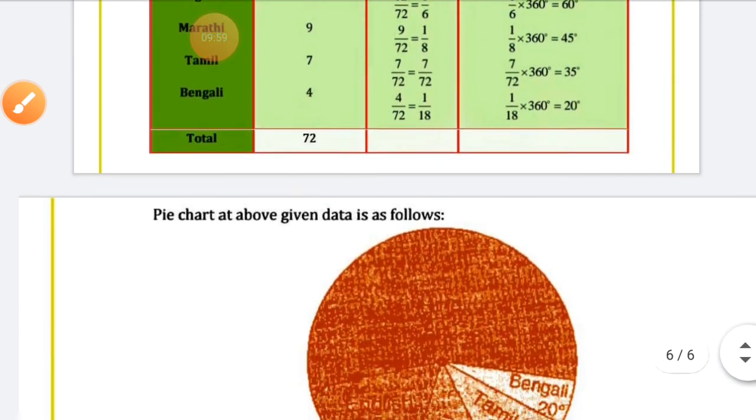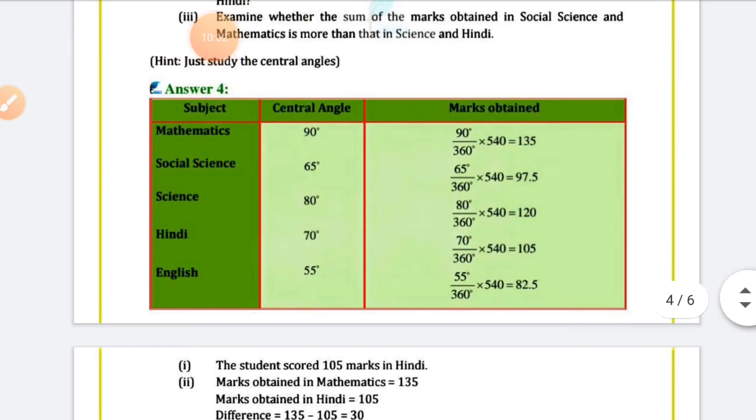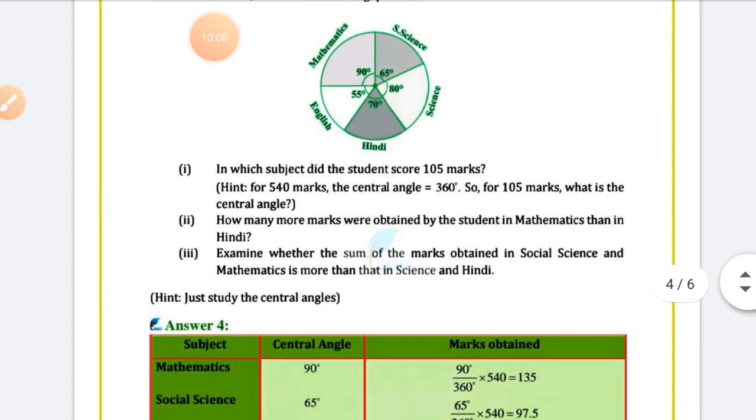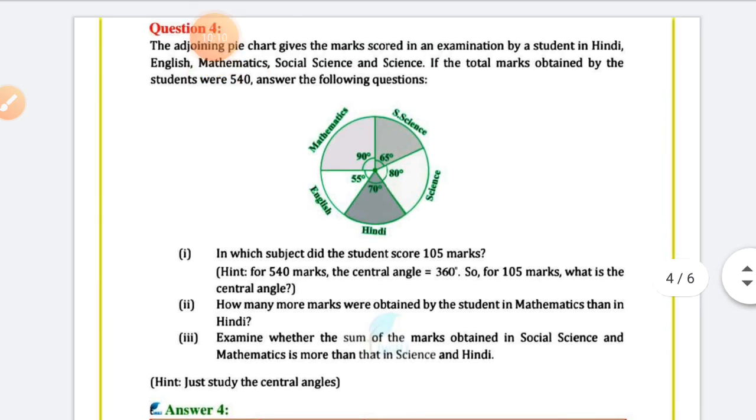Question number 5 also follows the same method. So the main thing is how to convert data into another form, which I have explained. Now one exercise remains, that we will see in the next lecture. Thank you.